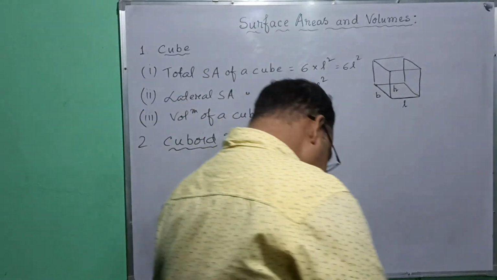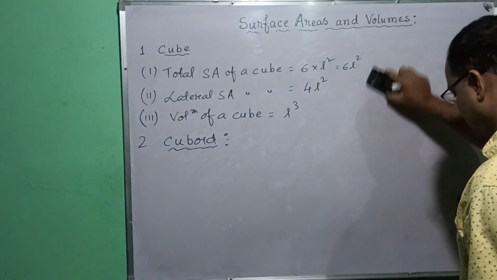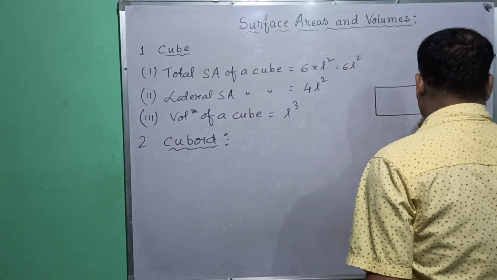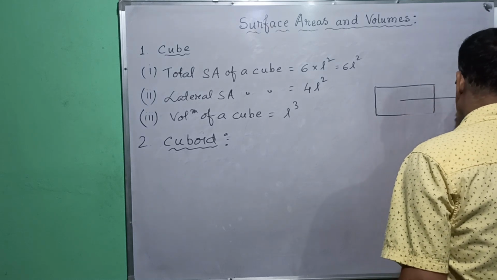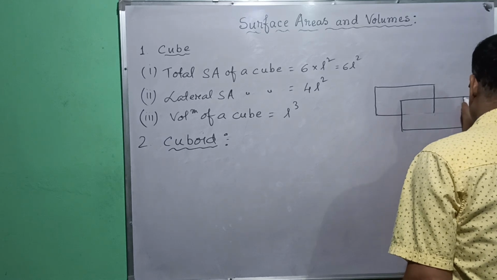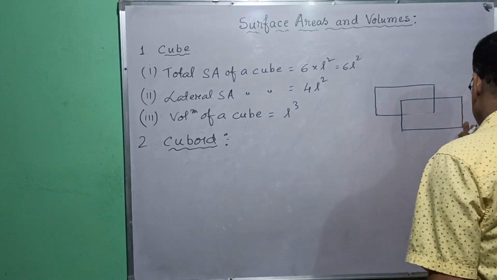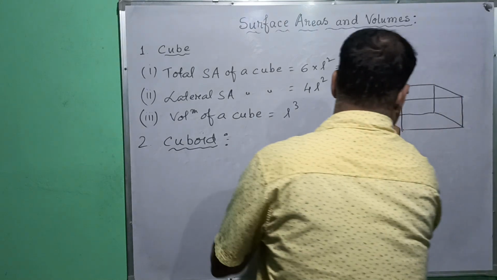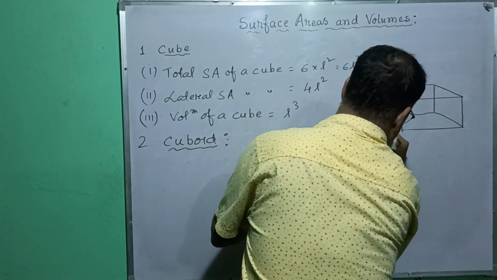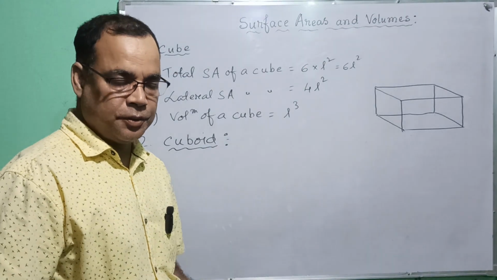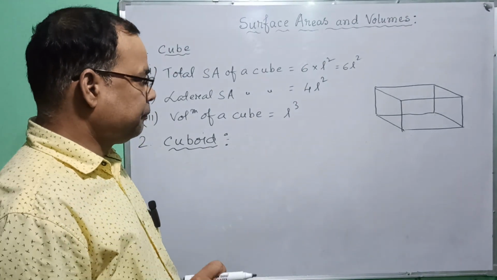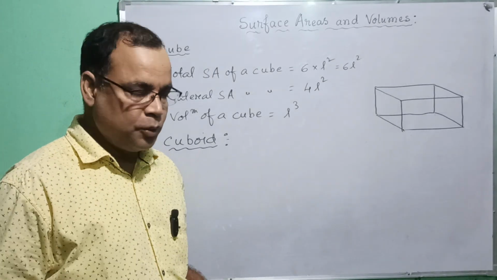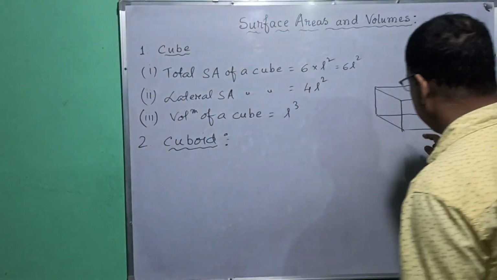So let me draw the shape of a cuboid. So cuboid is like, you can draw it. So this is the shape of a cuboid. A cuboid is like a brick or a matchbox, or the big size of a book. So these are the shapes of a cuboid.